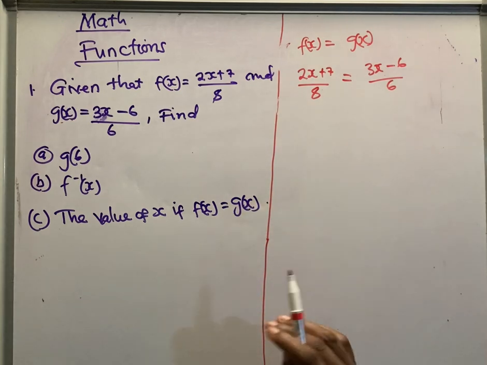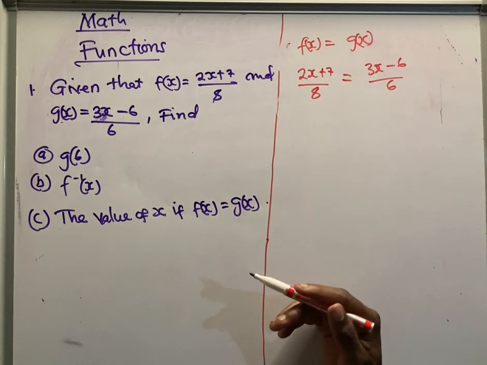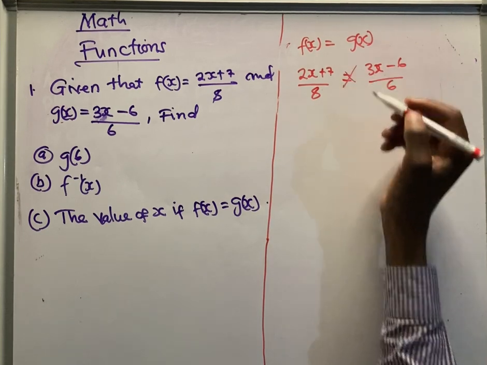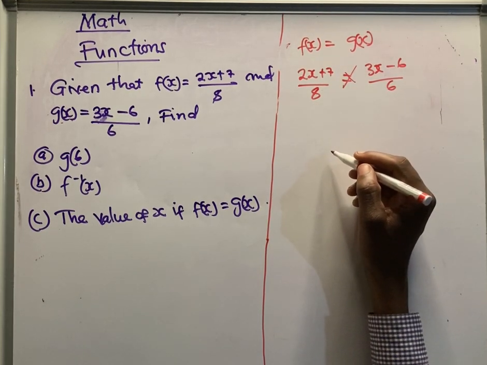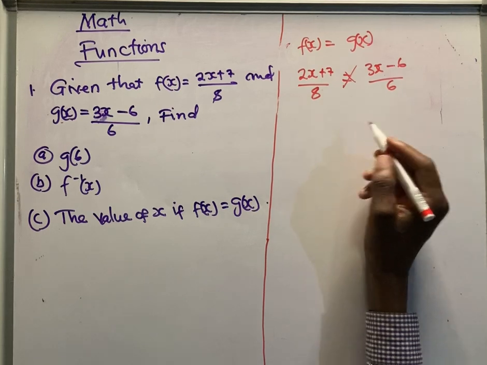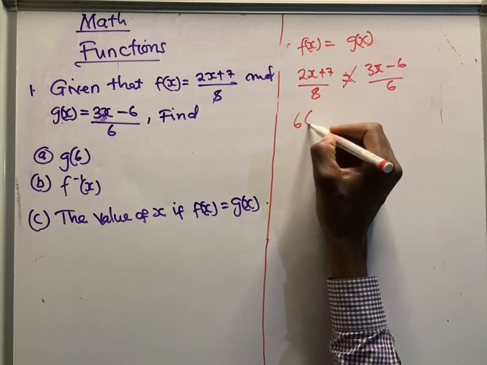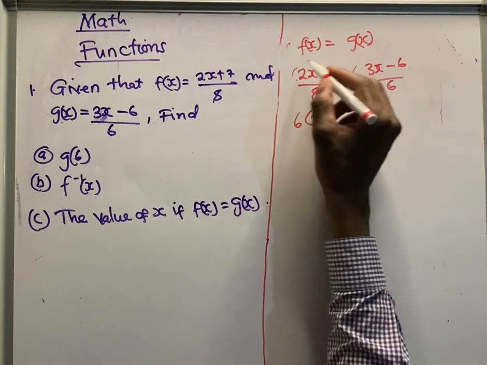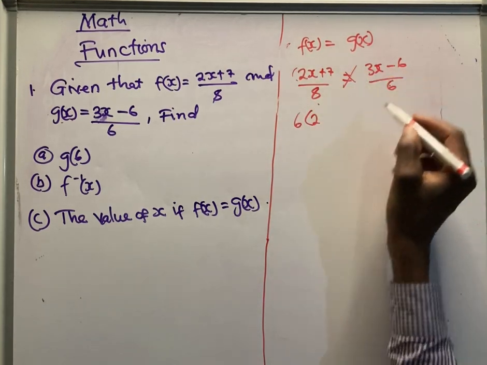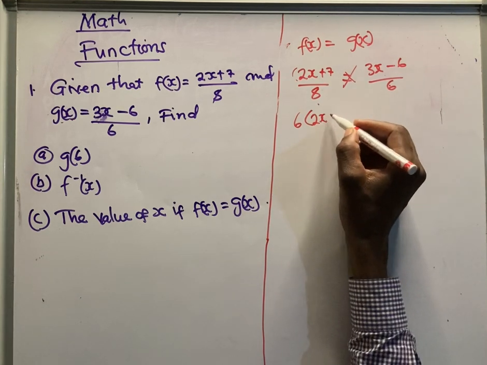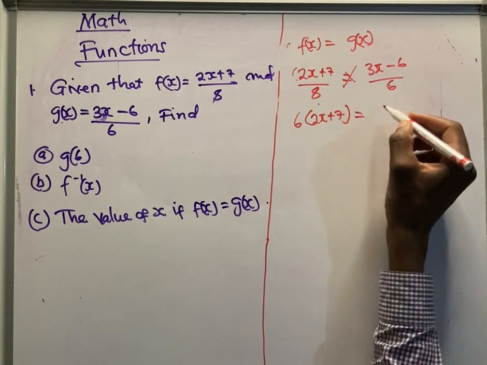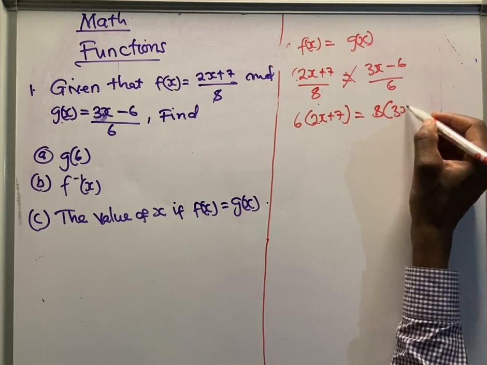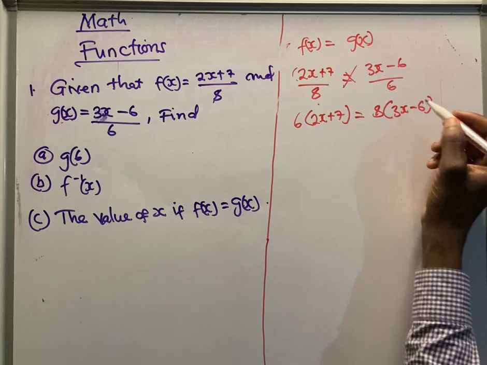We have been told that these two are equal, so we are making an equation, as you can see. For you to solve this equation, we have to cross multiply. When you cross multiply, we're going to have 6 open bracket. This 6 is multiplied with these numbers here, and the 8 is multiplied with those numbers on that side. So 6(2x + 7) is equal to 8 multiplied by (3x − 6).